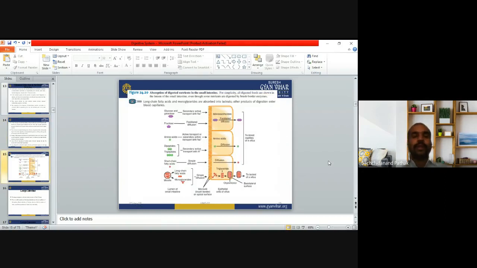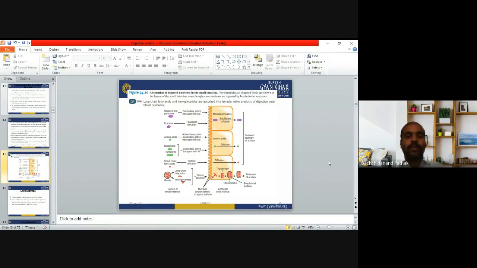You can see here the absorption of digested nutrients in the small intestine. For simplicity, all digested foods are shown in the lumen of the small intestine. So you can see the lumen of the small intestine, and these all show the digested foods. Even though some nutrients are digested by blood enzymes also. You can see glucose and galactose, by secondary active transport with sodium. Fructose goes by facilitated diffusion into the blood capillary, and in between you can see the epithelial cell of the villus.